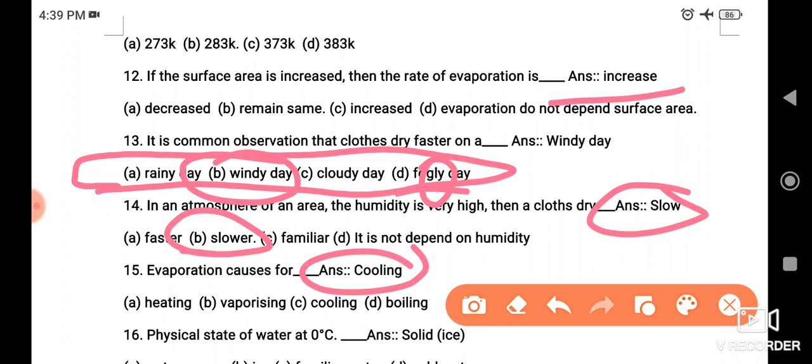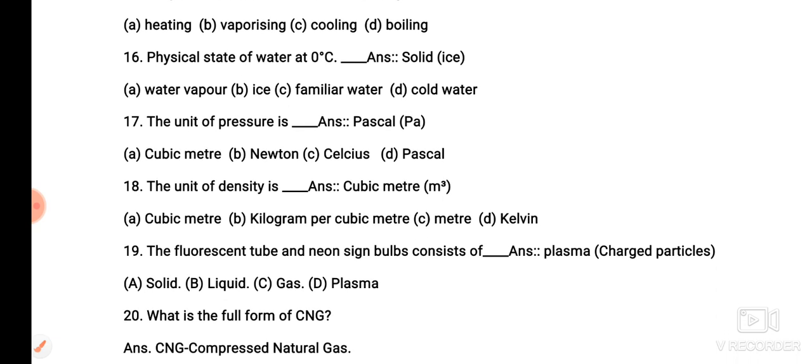Okay, next. Physical state of water at 0 degrees Celsius. So all of you remember that 0 degrees Celsius is the freezing point. So at 0 degrees Celsius the physical state of water is solid. Okay, and it can be liquid also. So the answer can be both solid and liquid, but you see the options and write according to the option. Okay, next.